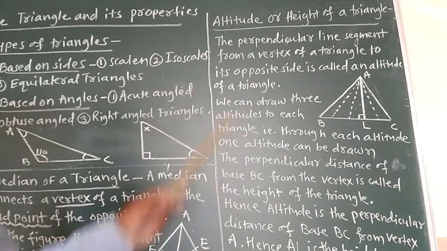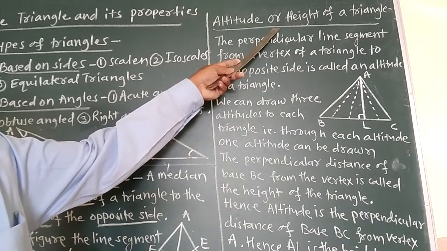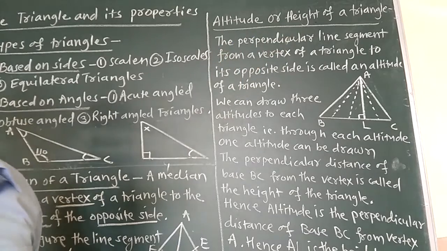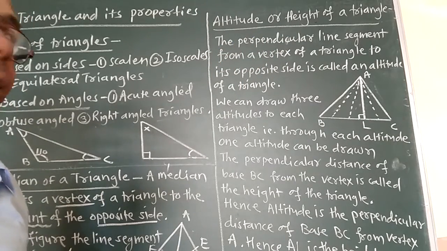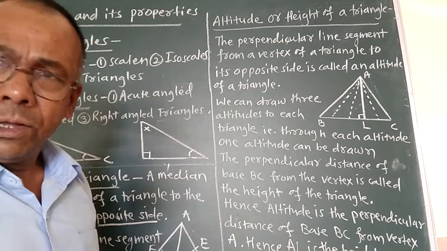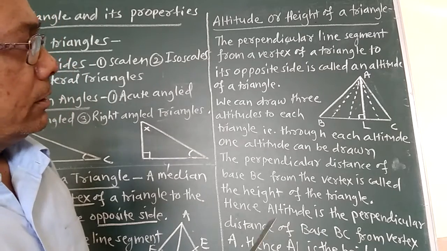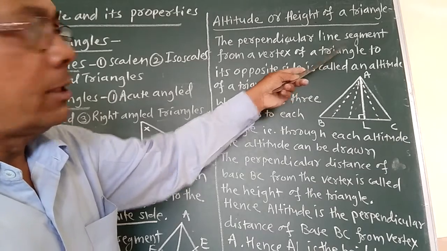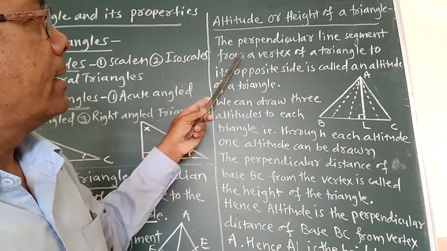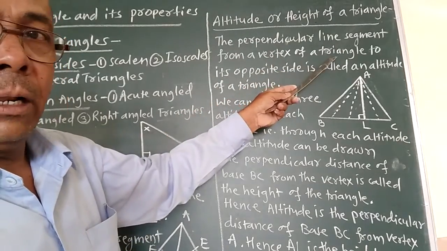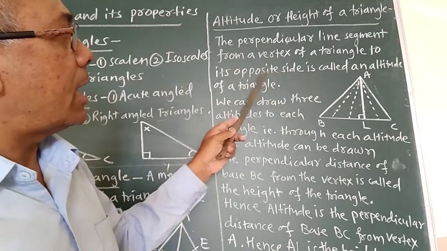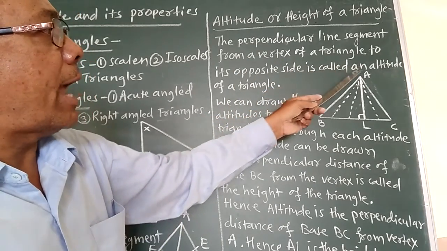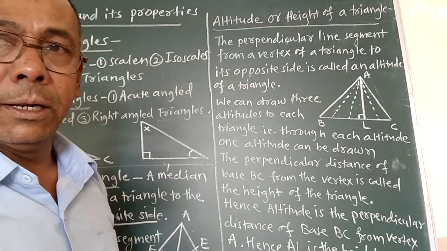So altitude can also be known as the height of the triangle. Altitude is the height of the triangle. Why it is called height, we will see now. Now here the perpendicular line segment from the vertex of a triangle to its opposite side is called an altitude of the triangle.